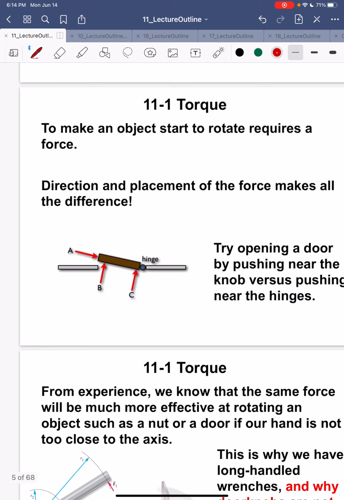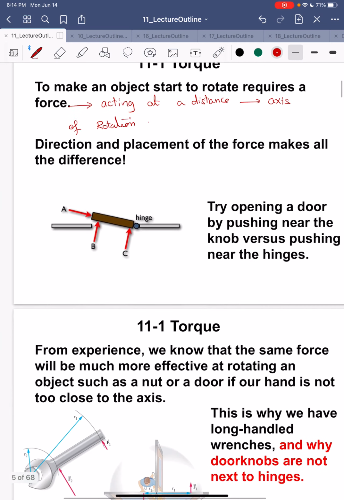Now, in order for us to start a rotation, we should have a force. And I will say here that not only a force, but that force should be acting at a distance from what is called the axis of rotation. Now, the direction and placement of the force makes all the difference. Where the force is located, what's the magnitude of that force, and at the same time, how far it is from the axis of rotation. This is going to make a very big difference.